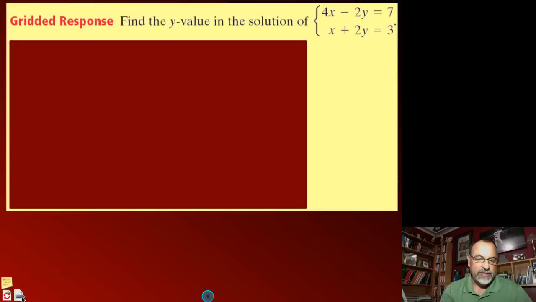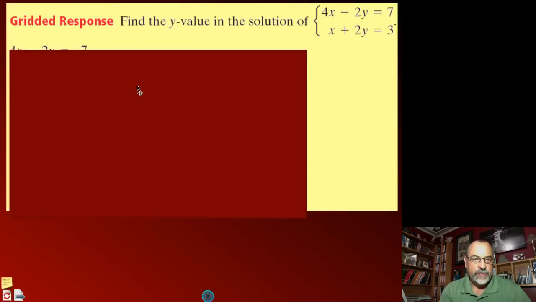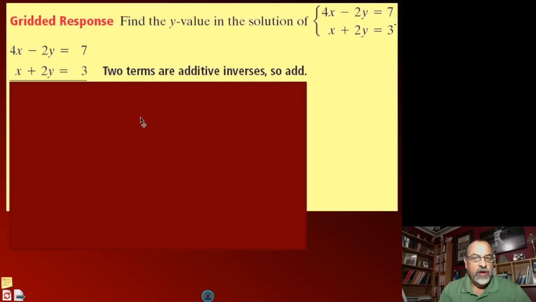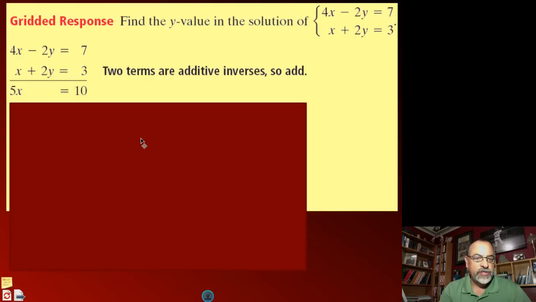So let me give you an example very quickly. Here we have this system of 4x minus 2y is equal to 7 and x plus 2y is equal to 3. Now notice that these two terms right here are opposites, negative 2y and 2y. So if I were to add those together, that would add to 0. So because that's the case, I'm going to use elimination. In doing that, we notice that they are inverses, so we're going to just add the two equations together.